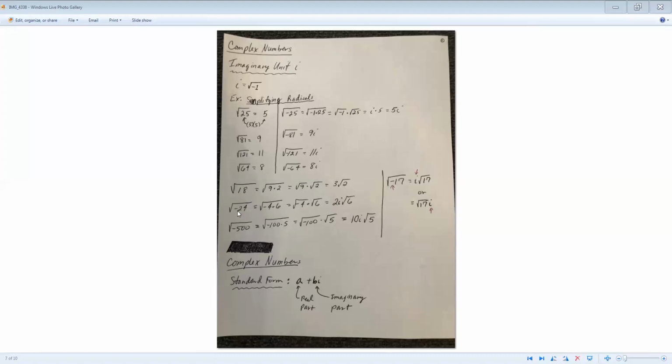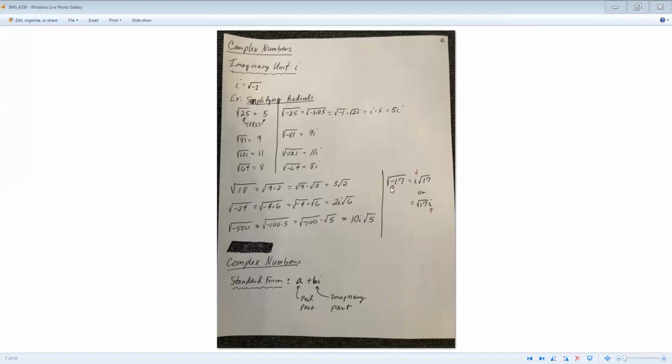So the same thing happens to the square root of -24. I would break it up into the square root of -4 times the square root of 6. The square root of -4, I know I can reduce that down to 2i, and I will leave the 6 under the radical. Square root of -500, I will break it up into the square root of -100 times square root of 5. The square root of -100 is 10i, leave the 5 under the radical.